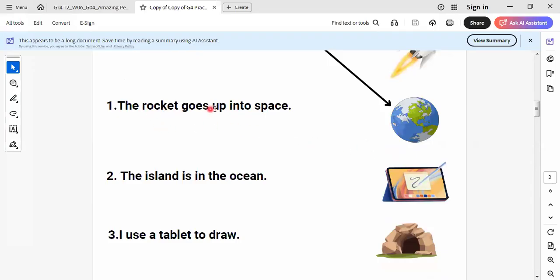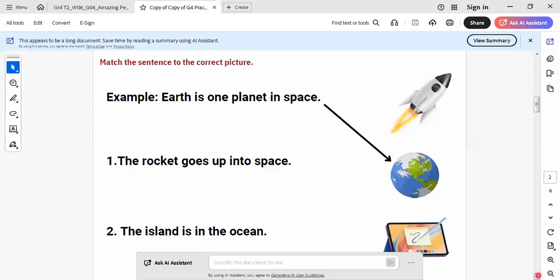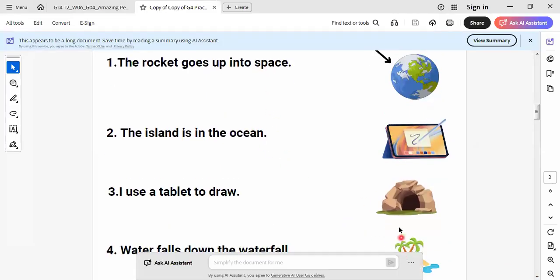Here we say the rocket goes into the space. Which one here? This is the rocket. So I select this one by this one. The island is in the ocean. Let's go to the island in the ocean. Where is the island here? This is the island. So I select island by the ocean here.